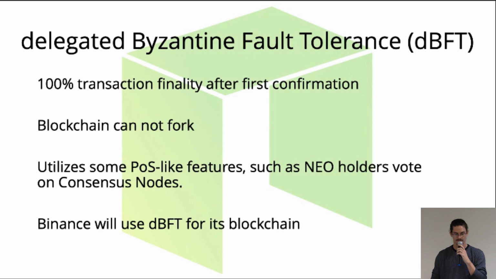The dBFT utilizes proof of stake-like features, such as NEO holders being able to use their coins to vote on consensus nodes. And doing that, they'll be able to add weight to their vote. And then lastly, Binance announced in December of 2018 that they were going to do their own chain, and the consensus mechanism they're going to use is dBFT.